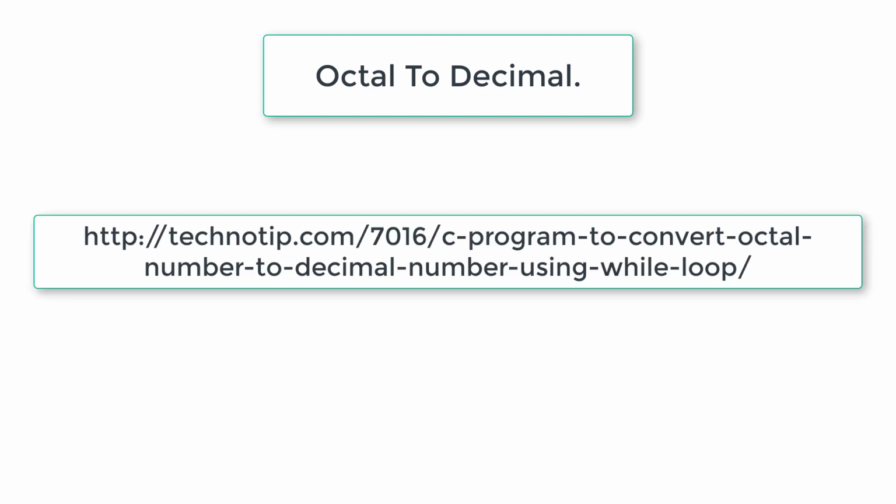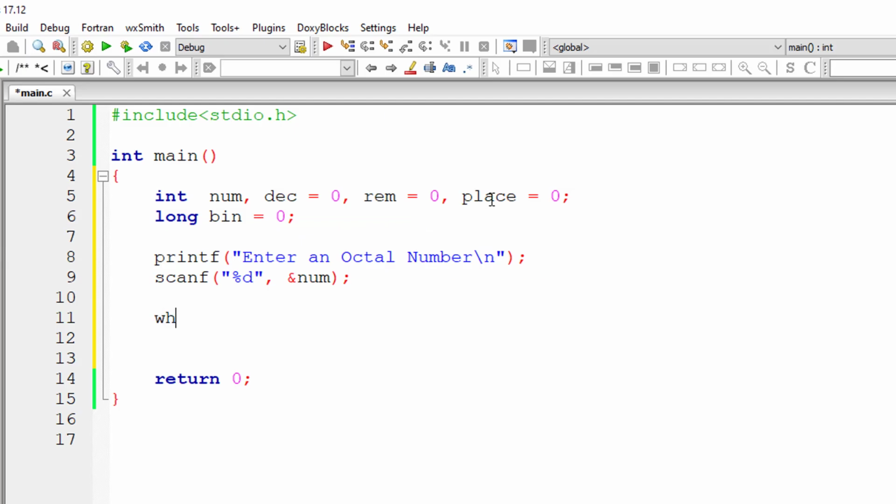Okay, so go through the URL I'm showing on your computer screen right now, which shows a video explaining everything in detail about converting a number from octal number system to decimal number system. Okay, after going through this, come back to our C program.